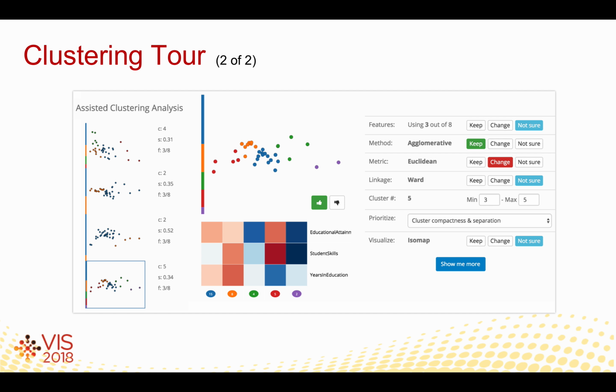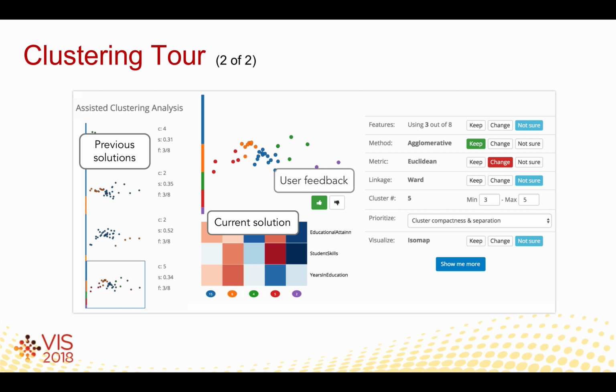To make it more concrete, this is the actual user interface, and on the left you can see the previous solutions that were generated with this algorithm. In the center you see our typical scatter plot plus heatmap representation with some feedback buttons. An important thing, on the right, we can define constraints. So I can say, oh, I don't want the features to change, I want to select them manually, I want the method to remain the same, instead the metric should change, and so on.